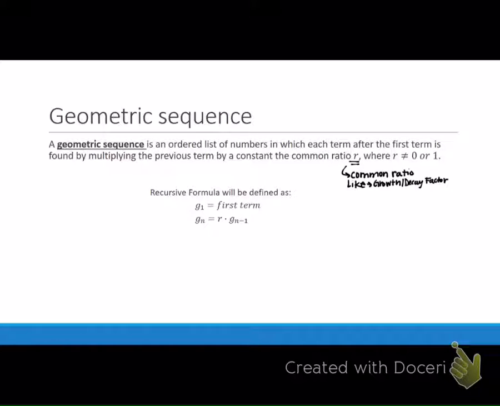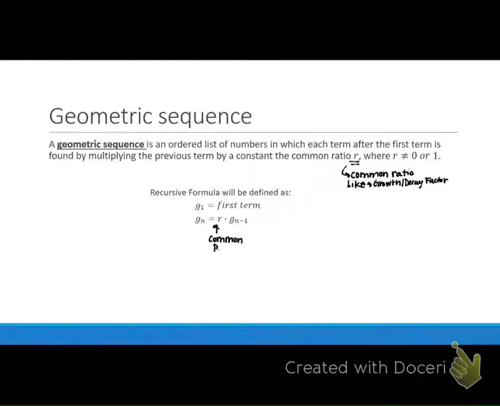So, what is the recursive formula? It's this here. So the recursive formula is defined as g sub 1 is your first term. What is the first term? And g sub n equals the common ratio times the previous term. You will only replace what is highlighted.